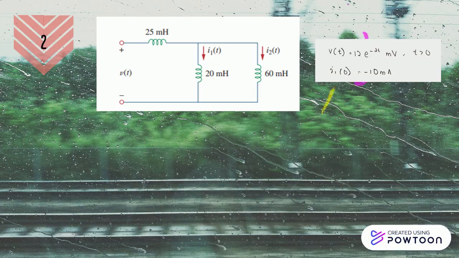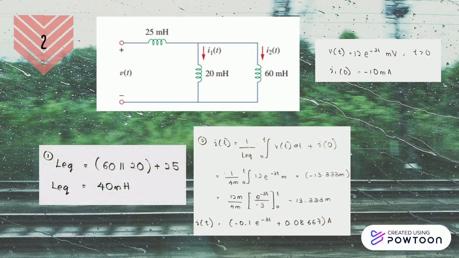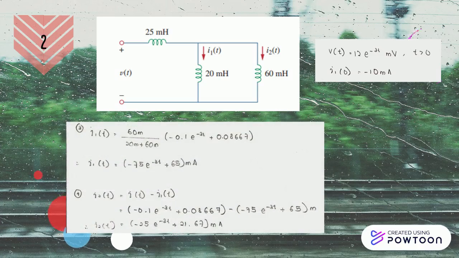Next, we are required to find I1(t) and I2(t). In order to find them, we have to find I(t) first by using this formula. As we know, I is the total current in the circuit. So in order to use this formula, we have to find the equivalent inductance to put in the formula and we will get the value of I(t). Once we obtain the value of I(t), we can find I1(t) and I2(t) by using the current division formula.